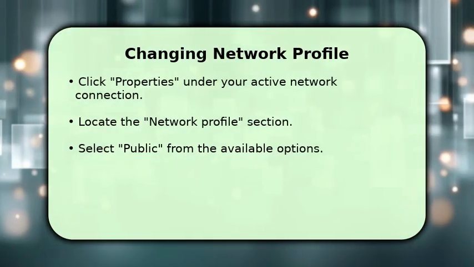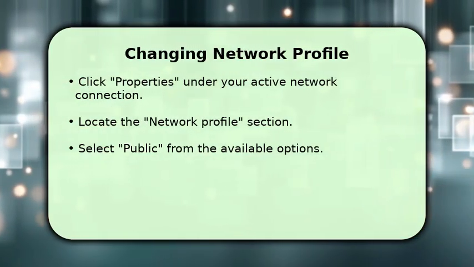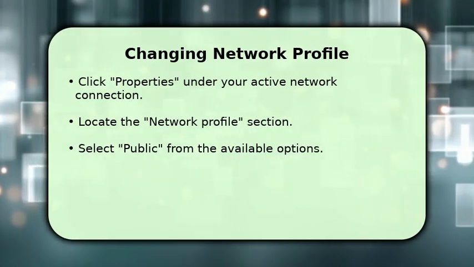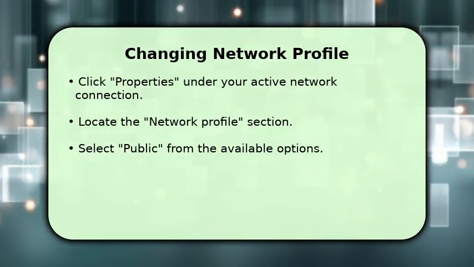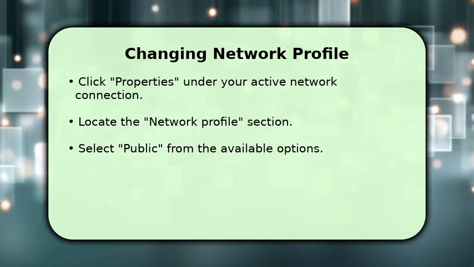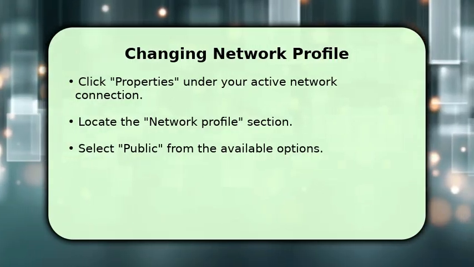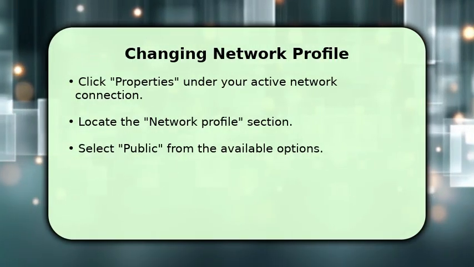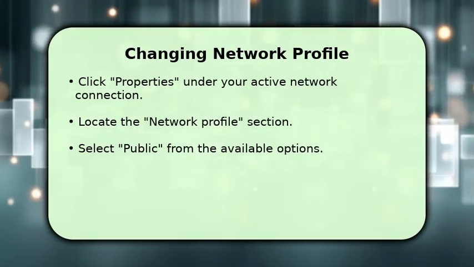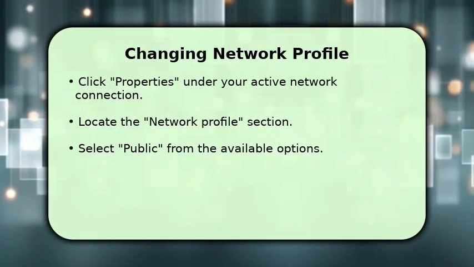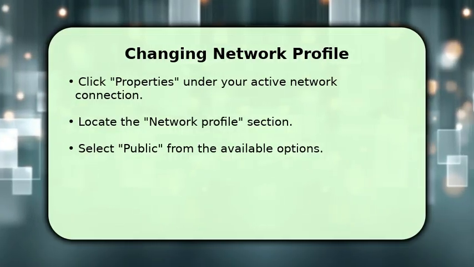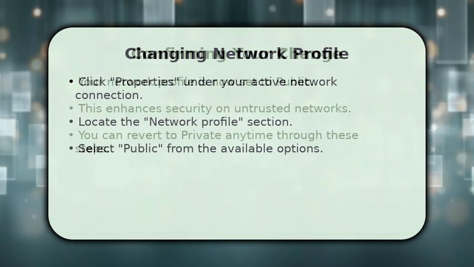Now, under your active network connection, click on the Properties button. This will open a new window with detailed settings for your network. Scroll down until you find the Network Profile section. Here, you'll see two options, Public and Private. Simply select Public to change your network profile. This adjustment immediately applies the new security settings.